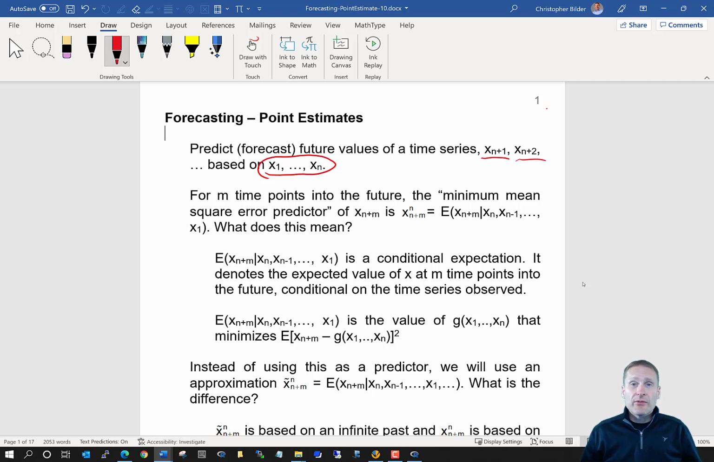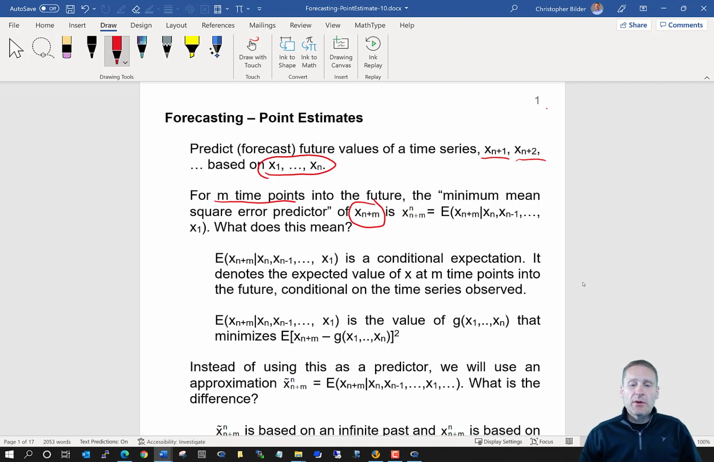And for time series analysis, this is actually why we're doing it. This is the number one purpose of coming up with a model in time series analysis, so that you can forecast what future values of the time series would be. So let's consider the case where we want to go m time points into the future. In other words, we want x sub n plus m.